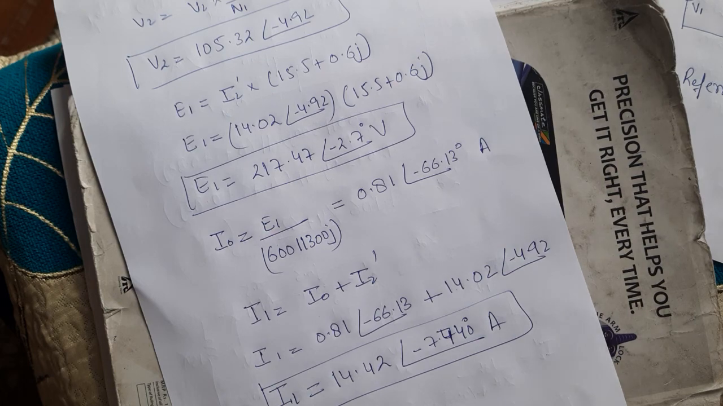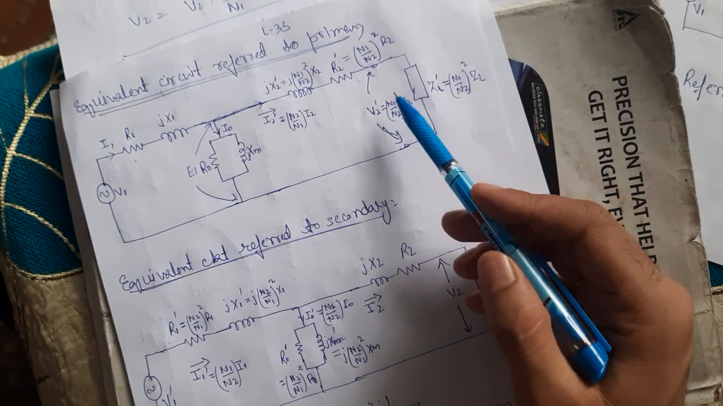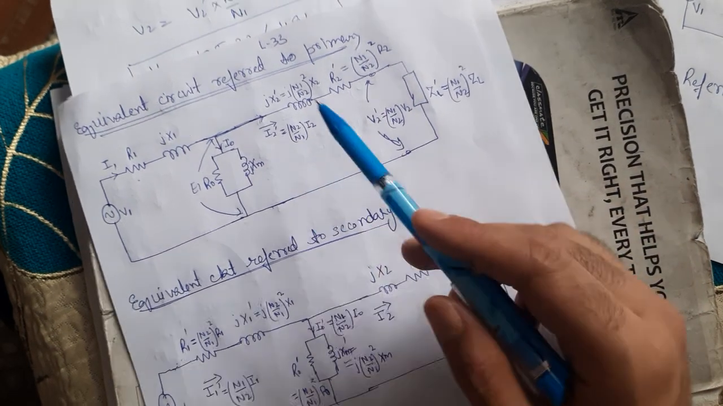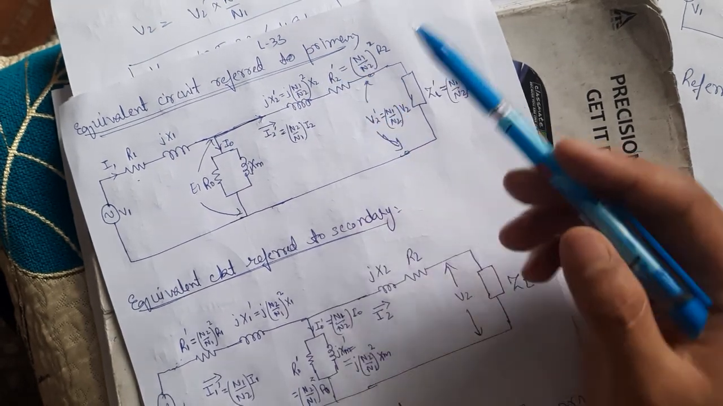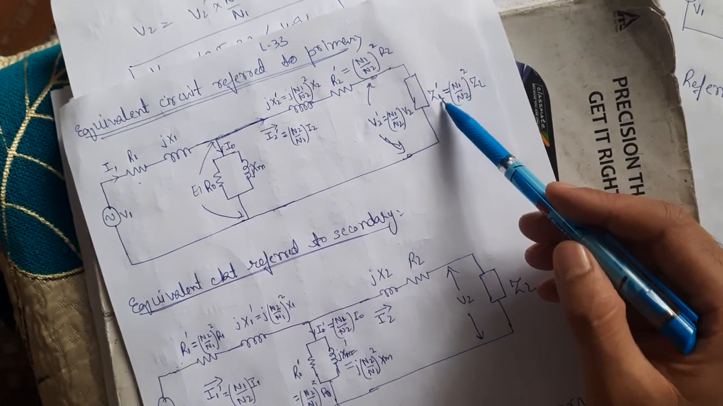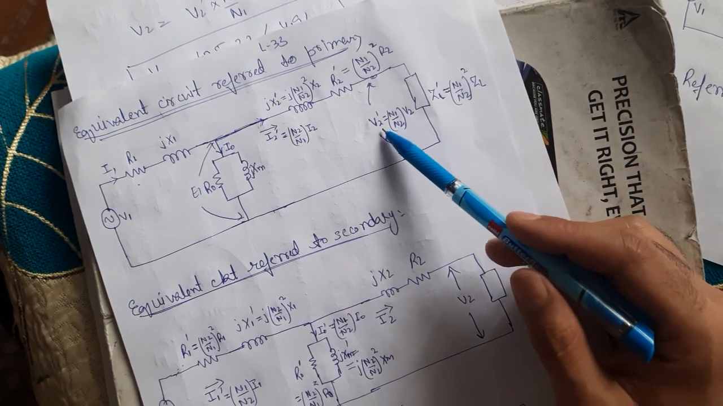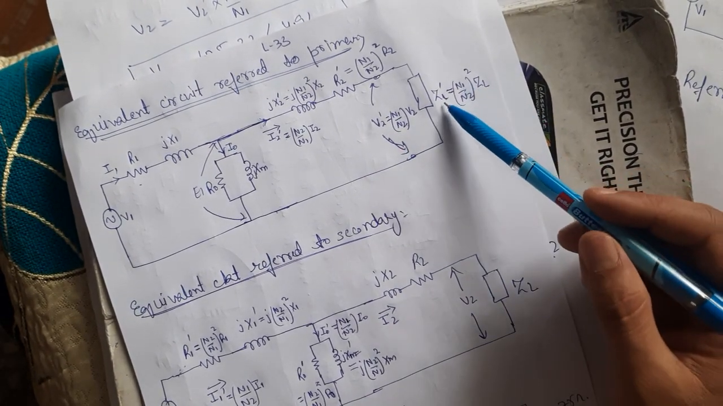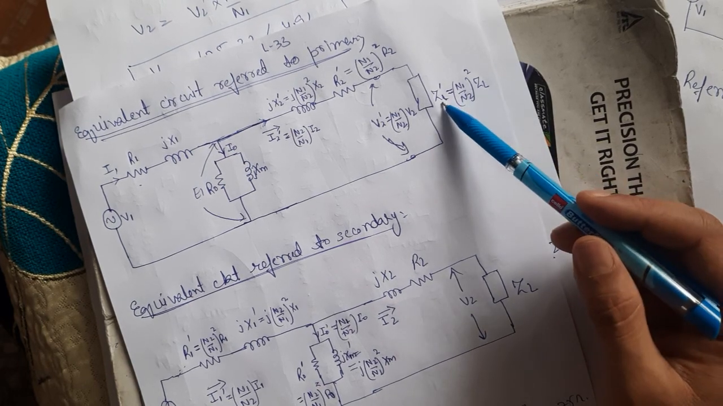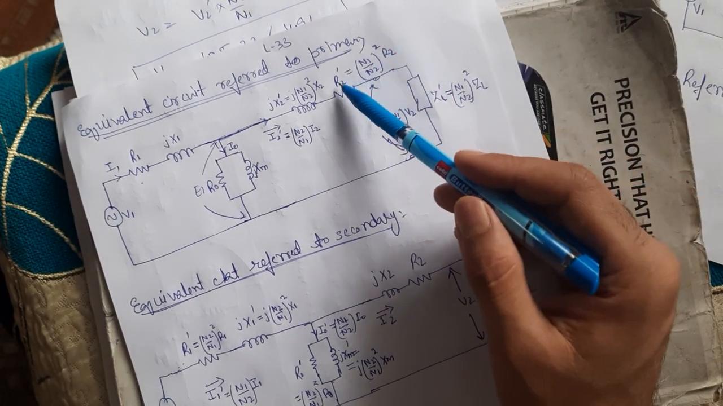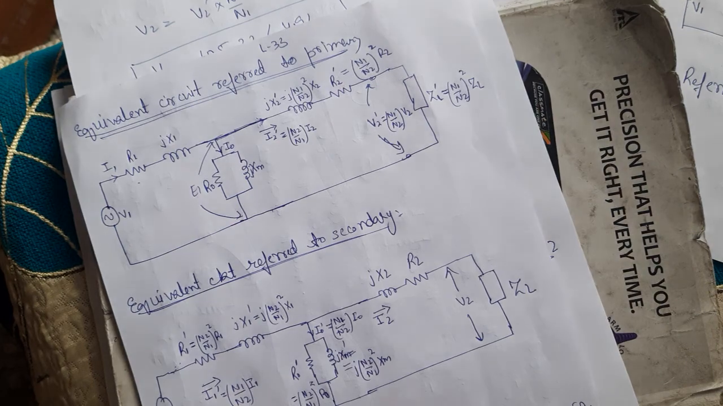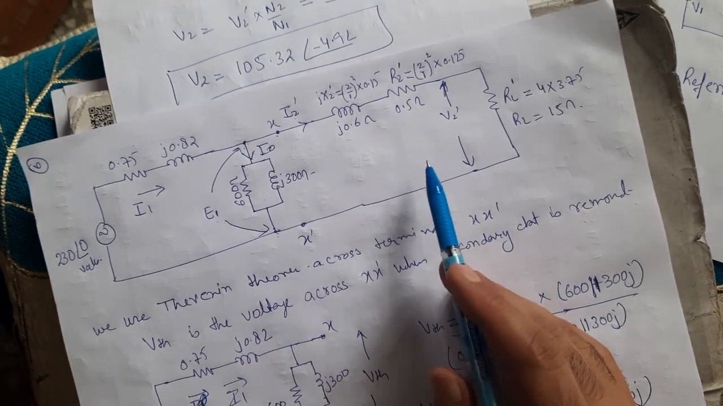So look at how we proceeded. Firstly, we referred the whole circuit towards the primary side. We calculated X2 dash, R2 dash, I2 dash, V2 dash and ZL dash, though we don't know the value of I2 dash and V2 dash in advance. So firstly we converted load ZL into ZL dash, R2 into R2 dash and X2 into X2 dash. From that we got this circuit.